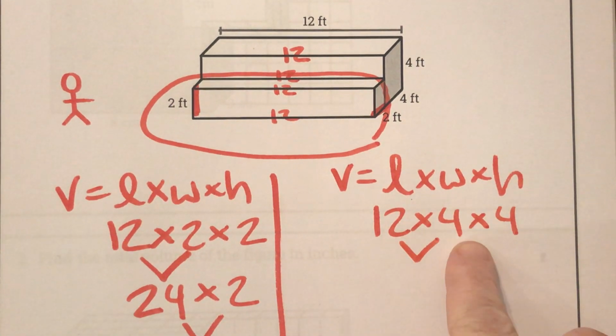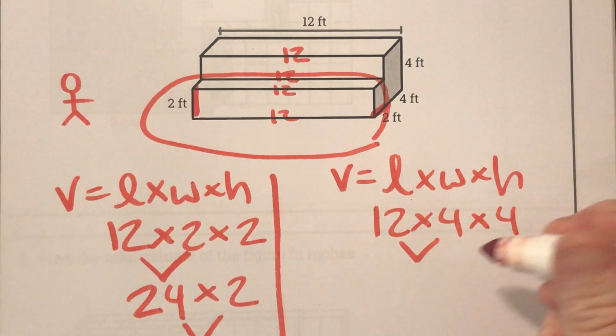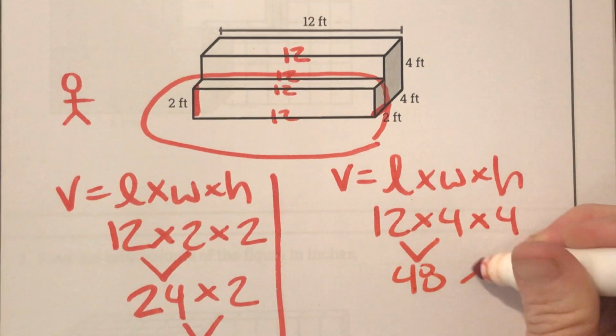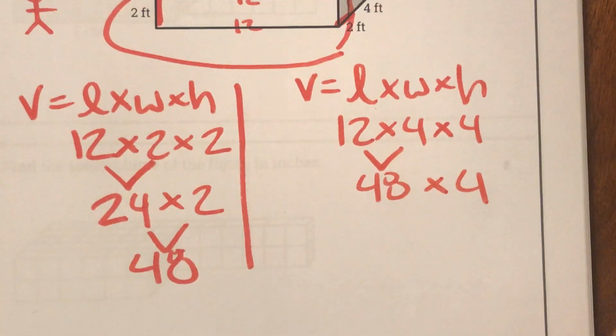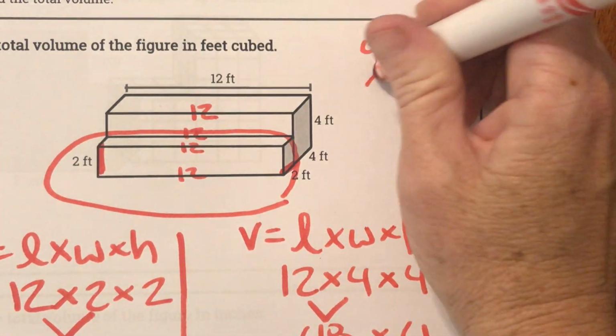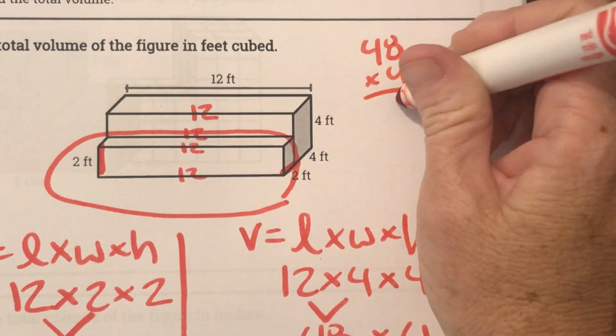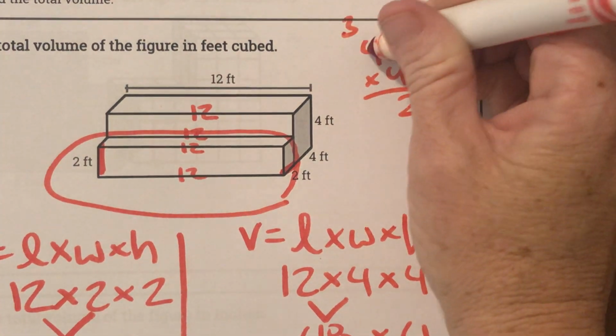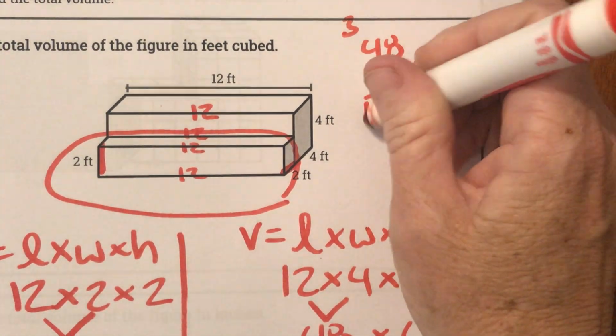So I know 12 times 4 is 48, times 4. If you can't do that in your head, you could do some side work. I could come up here and find 48 times 4. 4 times 8 is 32. 4 times 4 is 16, plus 3 is 19.